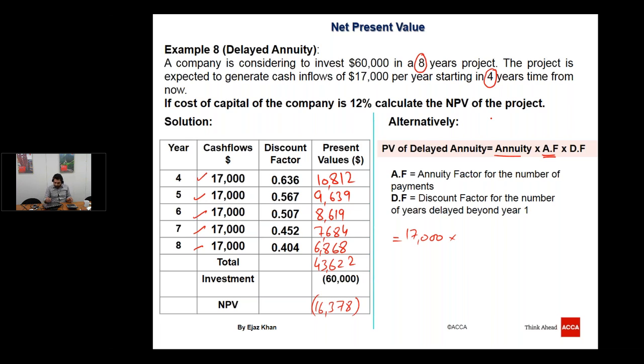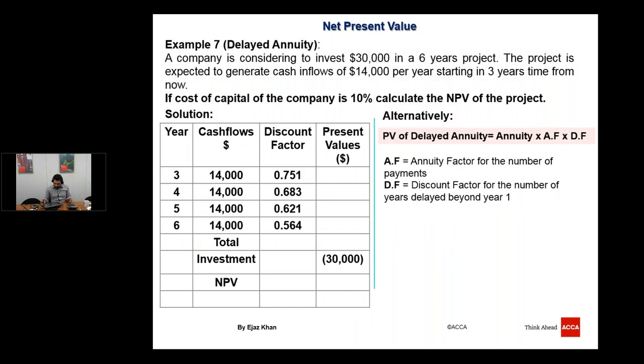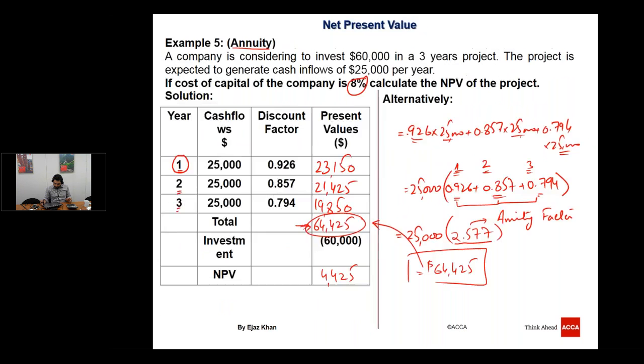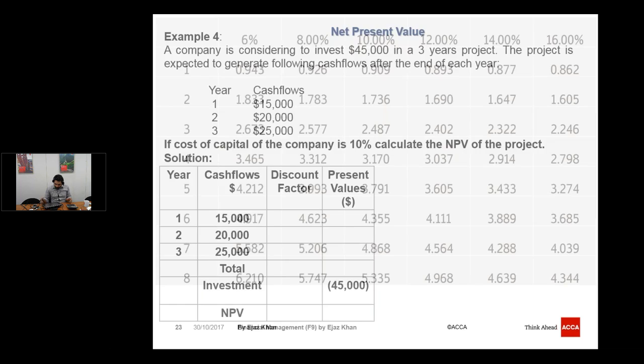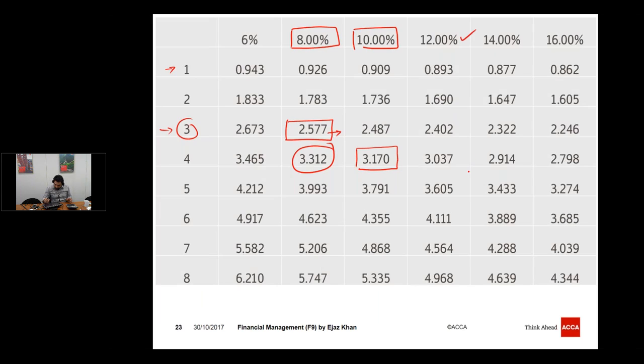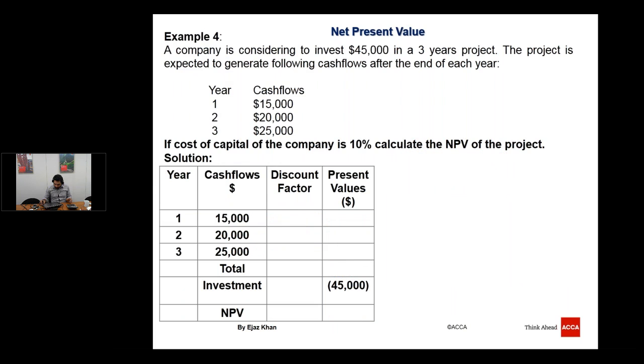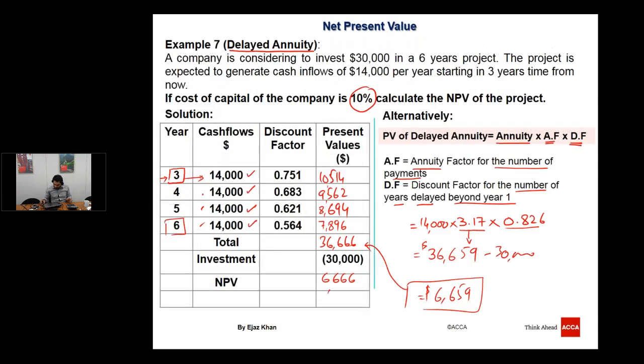So let's go to the 12% annuity. Let's go to the 12% column in the annuity table and find out the annuity factor for year 5. 12%. And for year 5, it's 3.605. So we'll just use 3.605.